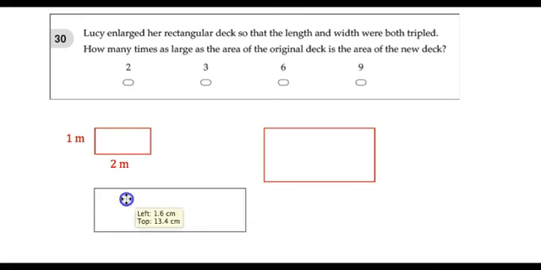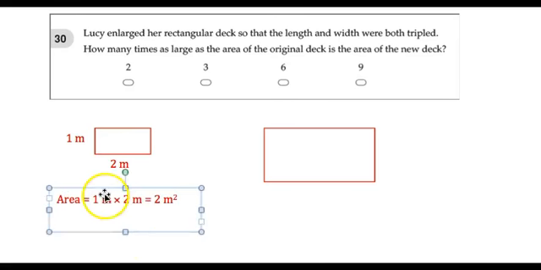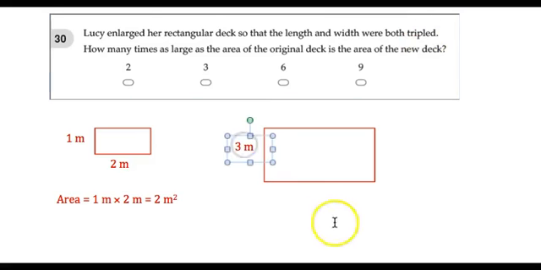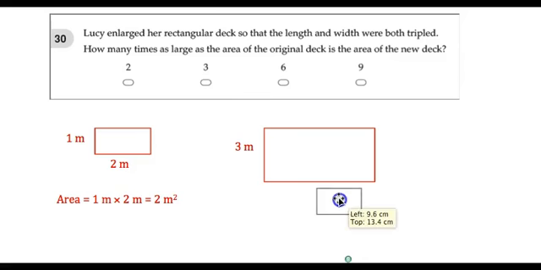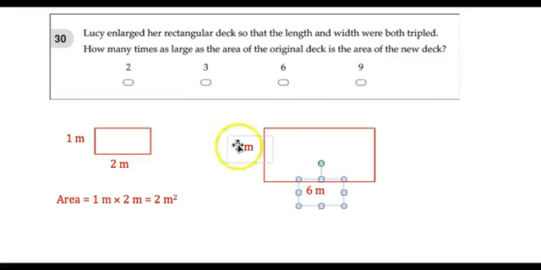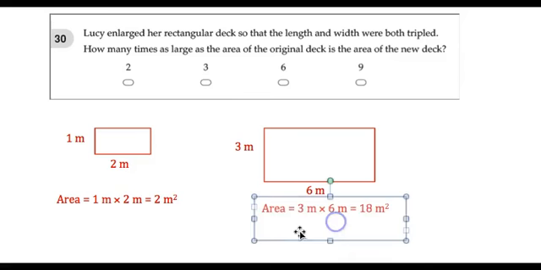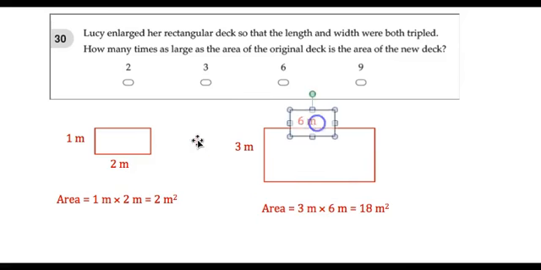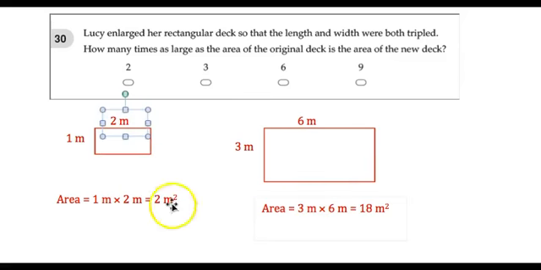So therefore the area, remember, is length times breadth. The area of this original deck would be 1 times 2, 1 meter times 2 meters, which is 2 meters squared. Now it says that the length and width of the original deck are tripled. So 1 times 3 is 3, and 2 times 3 is 6. So the new deck has dimensions 3 times 6. So the area of the new deck would be 3 times 6, which is 18 meters squared. Okay, so just making a bit more room here.